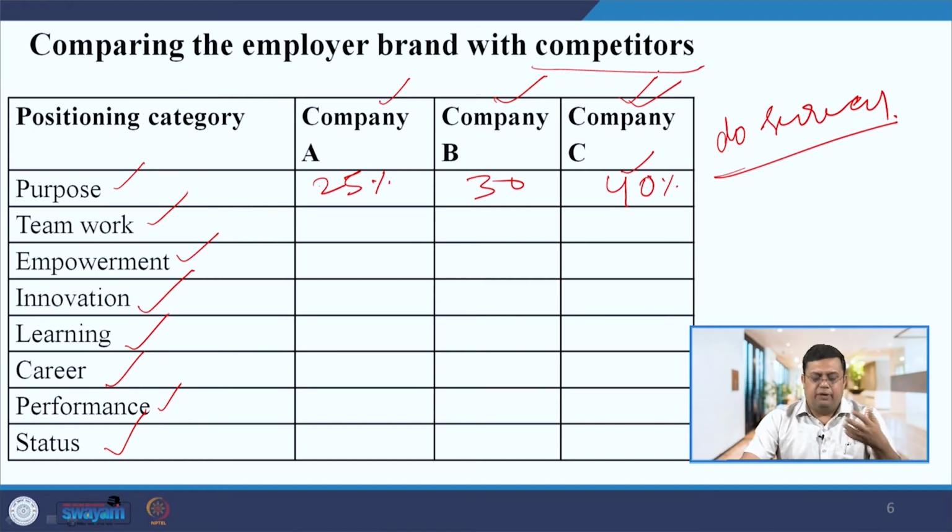So, that is how you can conduct the survey for the remaining positioning categories also, and then you can understand for which reason people would like to join your organization and where you stand in terms of your competitors. That is what you can analyze, and you can compare with your competitor brand, and you can take initiative on what you should do in order to make your brand better than the competitors.